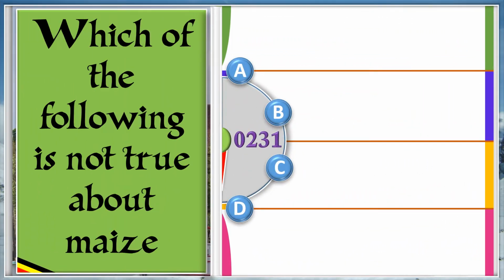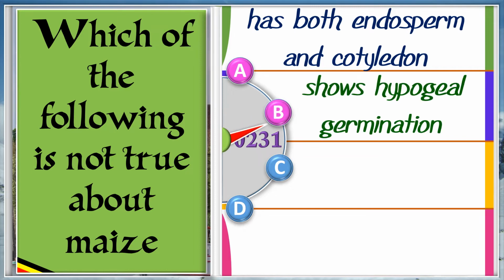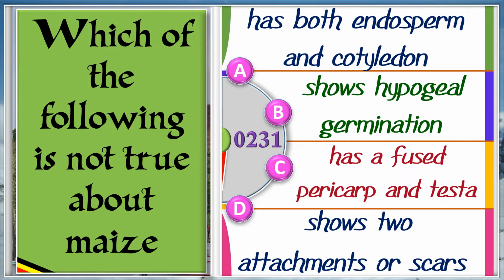Which of the following is not true about maize? A. Has both endosperm and cotyledon. B. Shows hypogeal germination. C. Has a fused pericarp and testa. D. Shows two attachments or scars. And the answer is A. Has both endosperm and cotyledon.